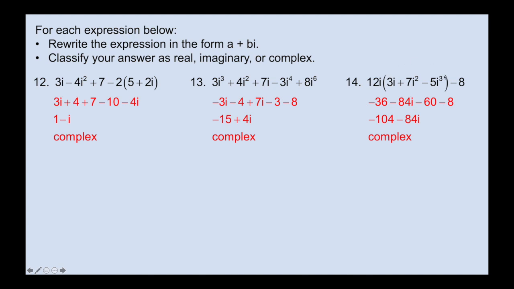Then 12i times negative 5i to the third is going to give us negative 60i to the fourth. I to the fourth is going to either cancel or you can think of it as turning into a 1. Either way, that should give me negative 60, and then I still have this minus 8. And now we're combining. Negative 36, negative 60, and negative 8 will all combine to give me negative 104. Then I still have that negative 84i with nothing to combine with, and so we leave that as negative 84i. From here, again, I have a real part and an imaginary part, therefore this is considered complex.